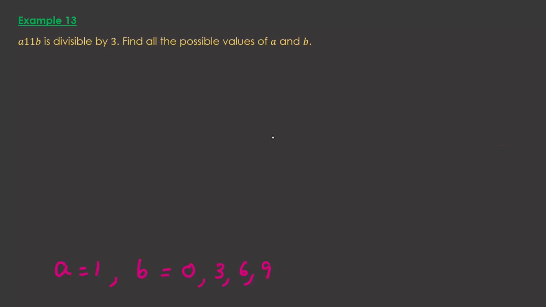So let's do an analysis if A is equal to 2. And then we would have 2, 1, 1, B. So far, the digits add up to 4. So I could have B is equal to 2, and then they would add up to 6. I could have B is 5, or I could have B is 8. So A is 2, B is equal to 2, 5, or 8 is possible.